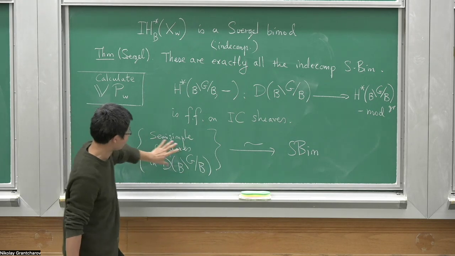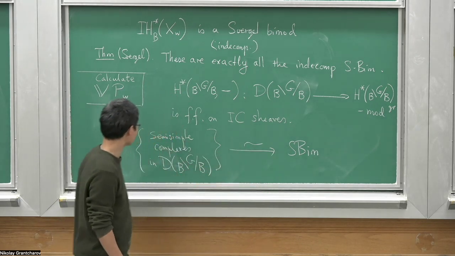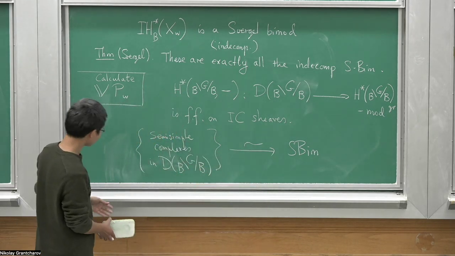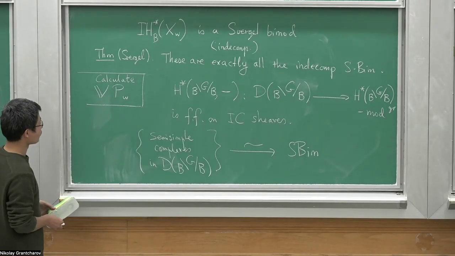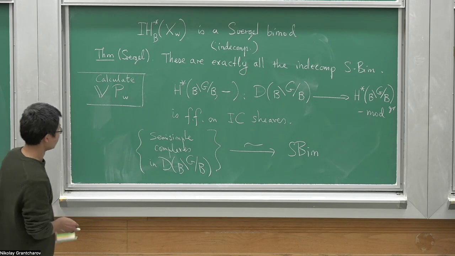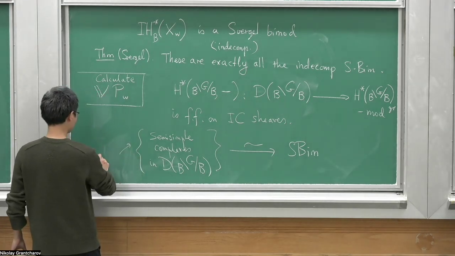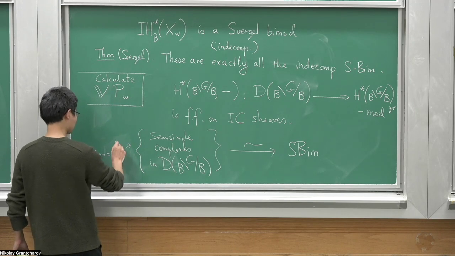So these are exactly the image of cohomology of semi-simple complexes. Here Homs, it's just a graded Ext.